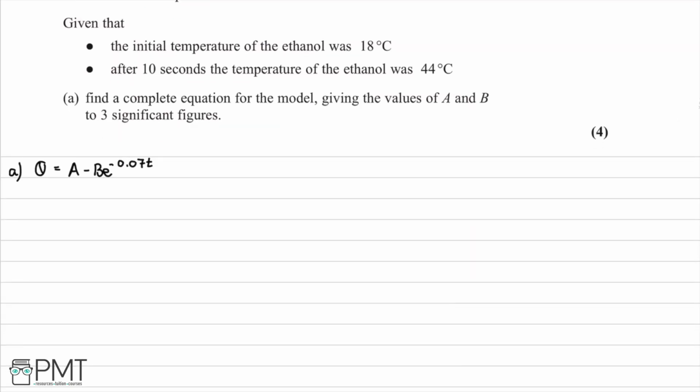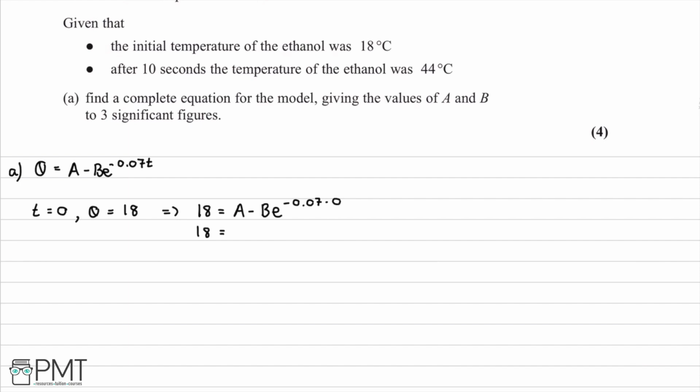Our first step is going to be to set t equal to 0. And when t is equal to 0, we know that theta, the temperature of the ethanol, is going to be equal to 18. We have this from the first bullet point of information. So this will give us the following equation. We can substitute this into the equation here, and we'll have that 18 is equal to the constant A, take away the constant B multiplied by the exponential function to the power of negative 0.07 multiplied by 0.